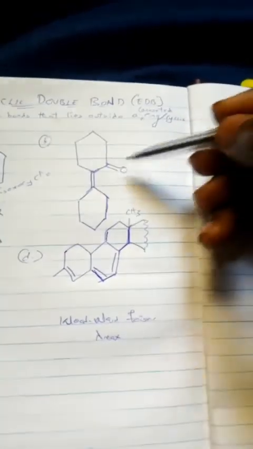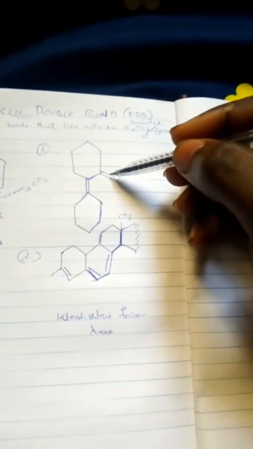Now, going to example B. Looking at this one very well, realize that we actually have a double bond here, and we have a double bond here. I've seen cases whereby students, my mates, try to pick this particular double bond here as an exocyclic double bond. So what I will do first is differentiate between this double bond and this double bond.